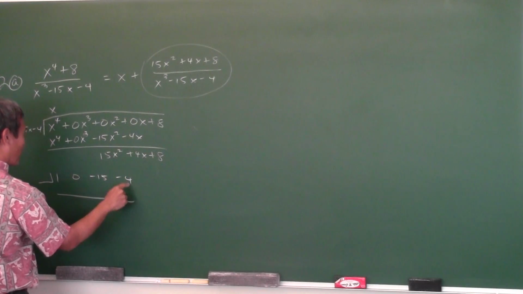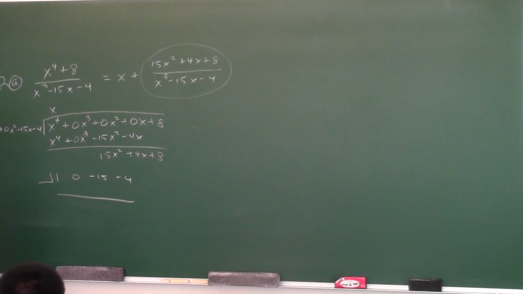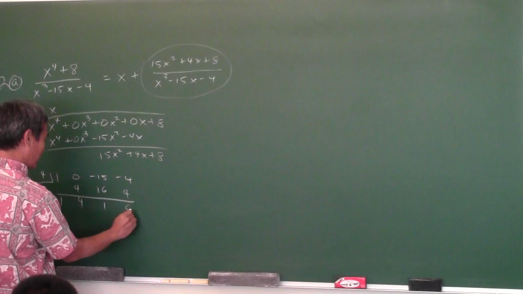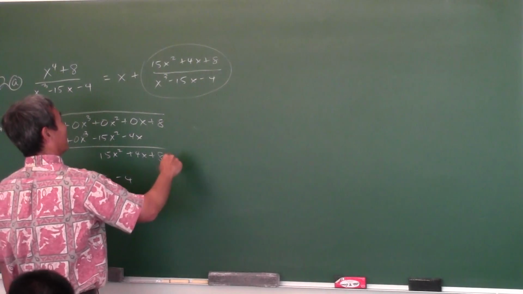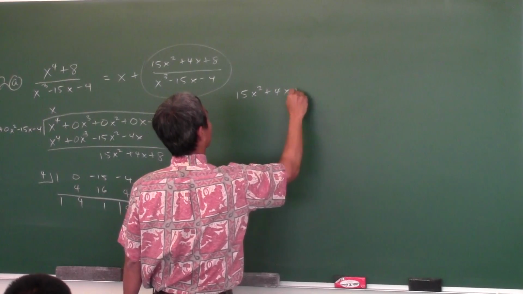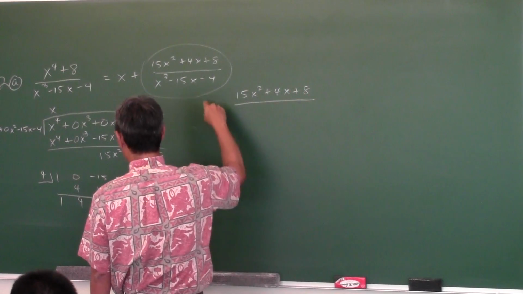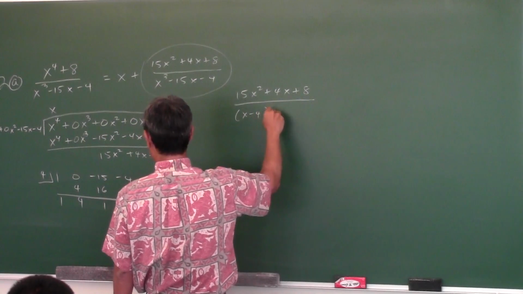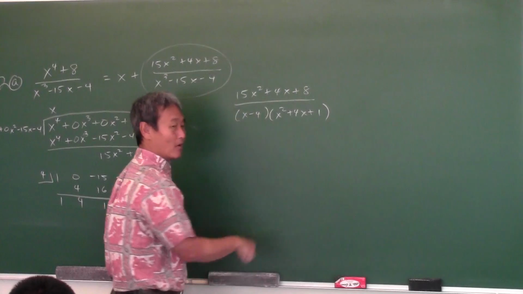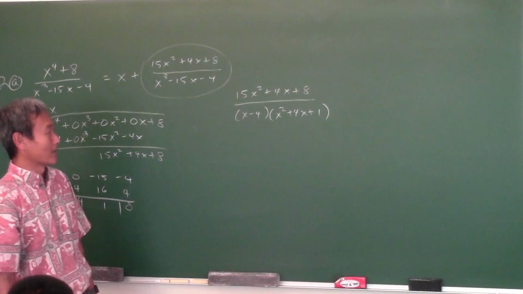So factors of 4 over factors of 1. 1 doesn't work. 2 doesn't work. 4 works. See? So we got 15x squared plus 4x plus 8, this is going to take the whole side of the board, all over. Now when you factor this, you're going to have x minus 4 times x squared plus 4x plus 1. Can I factor that anymore? No, so then you just leave it.